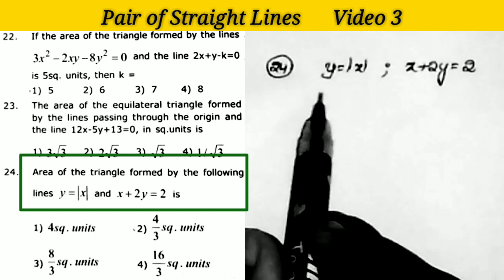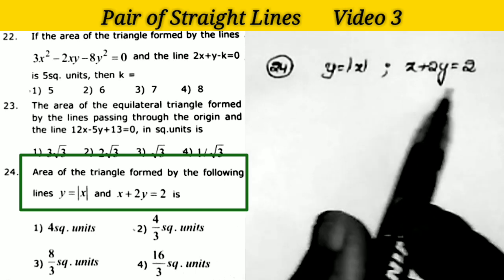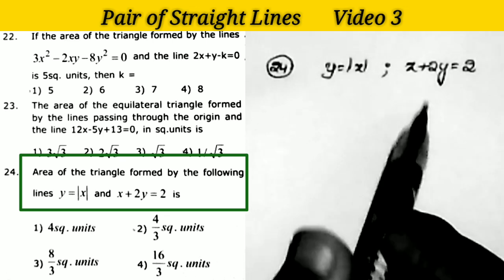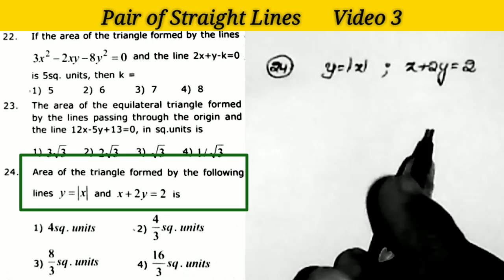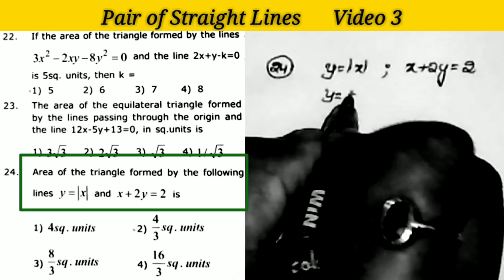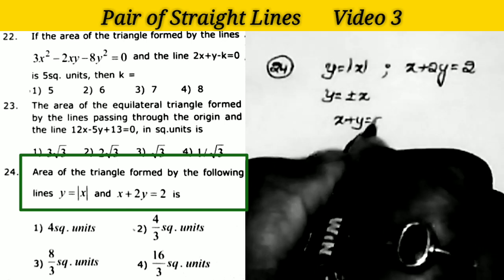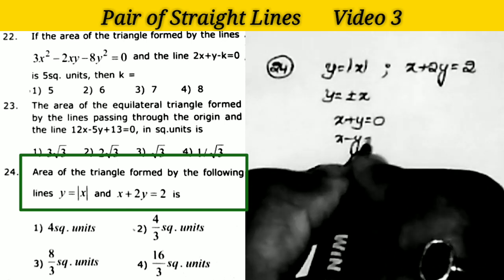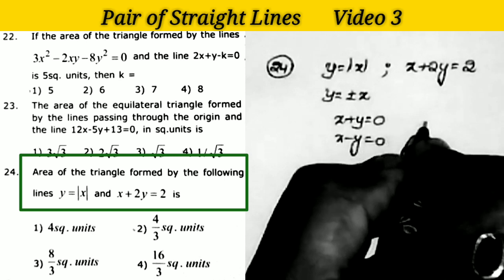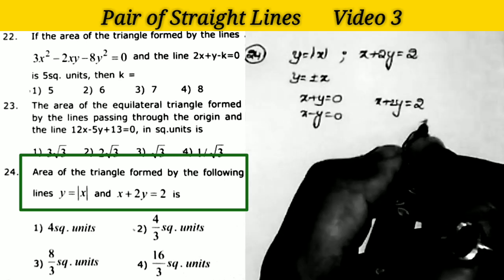The area of the triangle formed by the lines y is equal to modulus of x and x plus 2y is equal to 2. Now we want the area of the triangle formed by these three lines. Y is equal to mod x means what are the lines here? Y is equal to plus or minus x, that is, x plus y is equal to 0 and x minus y is equal to 0. So here we have two line equations, and the third line is x plus 2y is equal to 2. These are the given lines.